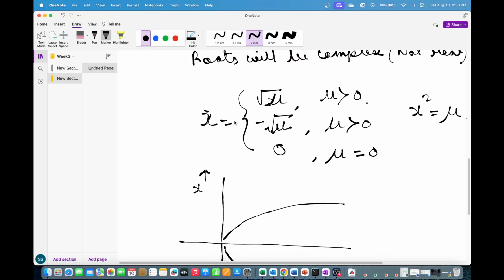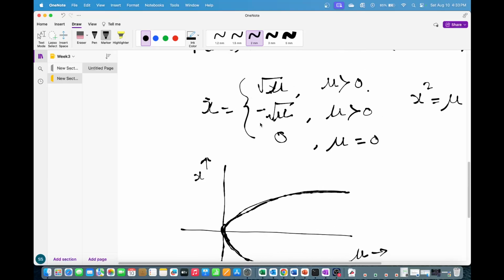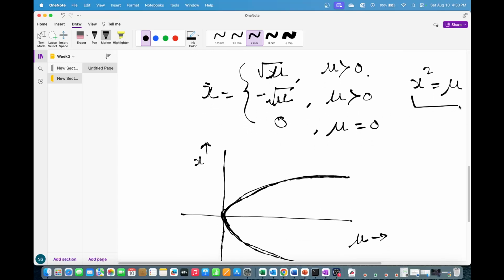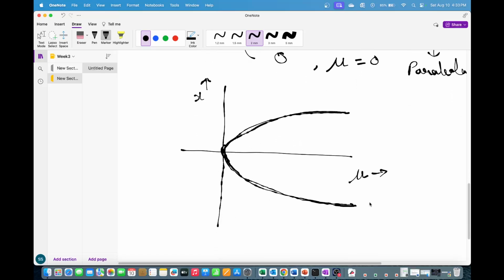And now if mu equal to 0 at x equal to 0, that means this point is also included. So your curve will basically look like this parabola, right? So I just combine the first two conditions, just squaring x square equal to mu. This is basically a formula of a parabola. Okay, so this is how the parabola will look like.